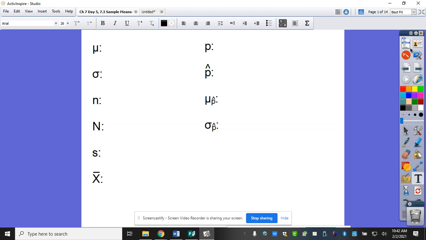Making sure you understand this, what is mu of p hat? Mean of the sampling distribution of proportions. The next one is standard deviation of the sampling distribution of proportions. Why am I going over this again? Because you're probably going to have a quiz this week. So expect one day that you walk in, I just hand you this, it takes about 2 minutes, and then you're done with it.